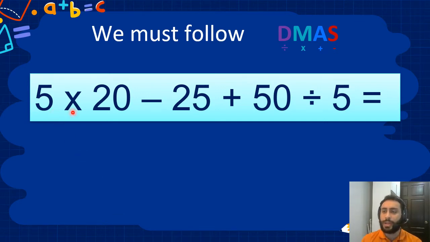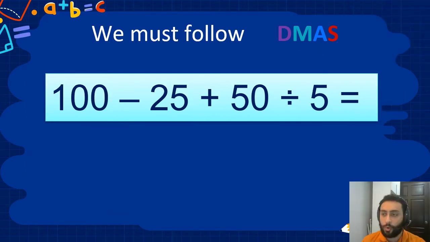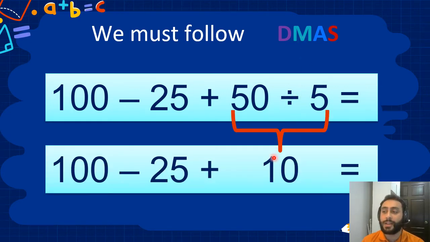So let's start. First, the most important part, we start from here. Let's see, what do we have? Do we have multiplication and division? Yes, we have multiplication. What is 5 times 20? It is easy, 100. So now we have 100 minus 25 plus 50 divided by 5. Do we go 100 minus 25? No, we have a division. We have to do division first. So 50 divided by 5 is 10.